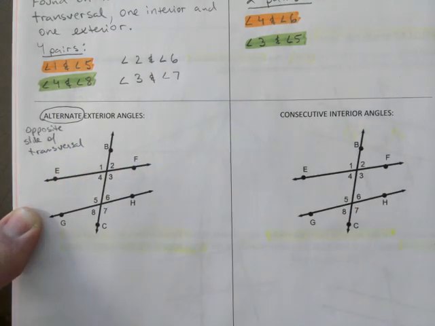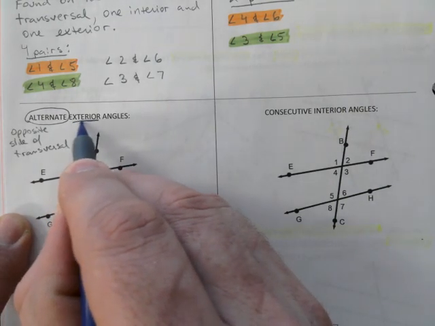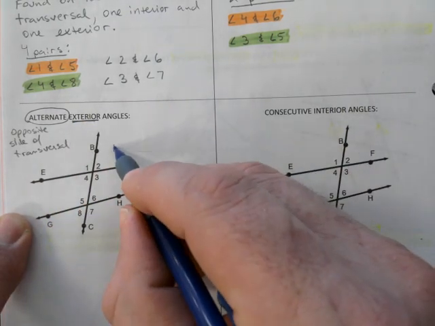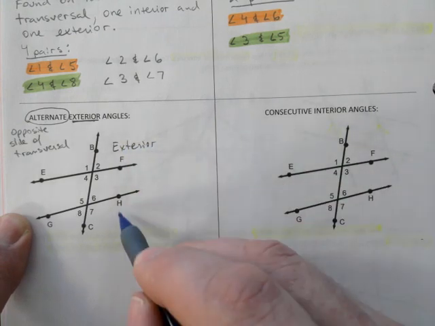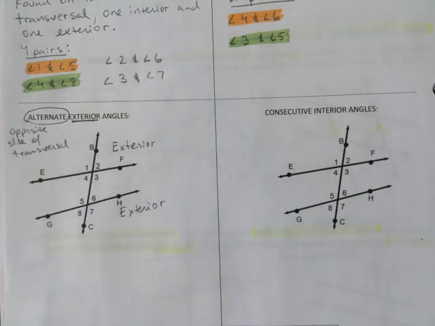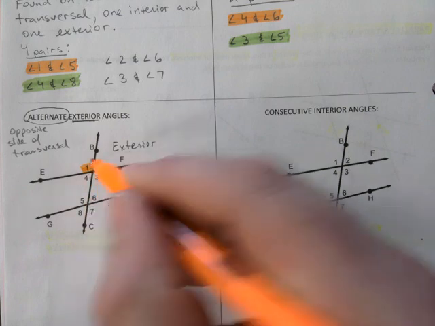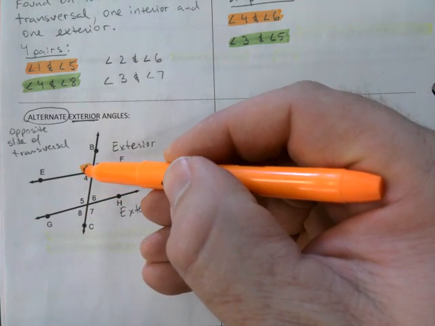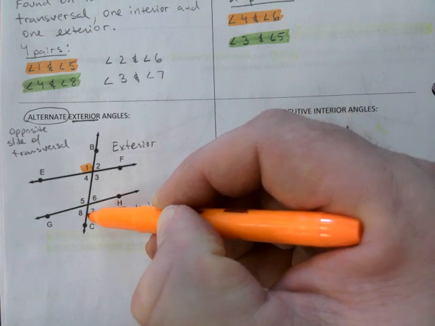This says opposite side of transversal still, but in this case we focus on exterior. So this would be exterior, this would be exterior. So both have to be exterior. And if you, for example, start with 1, the alternate exterior to it would be, you're making an X, so you go over to 7 out here.